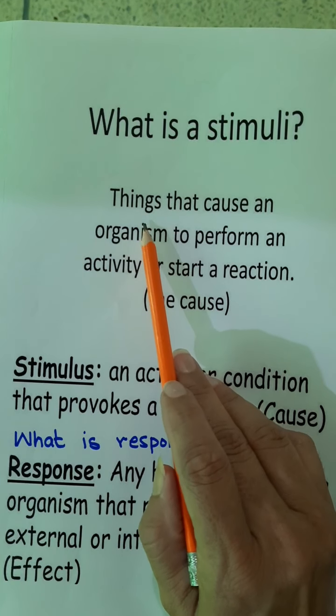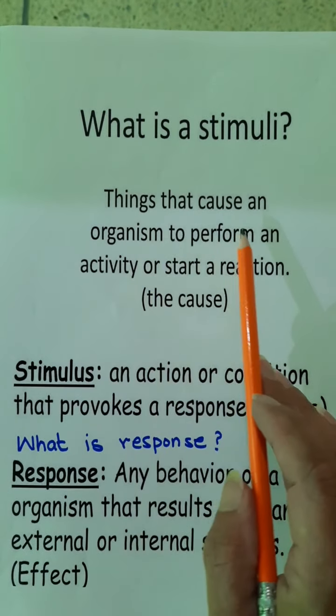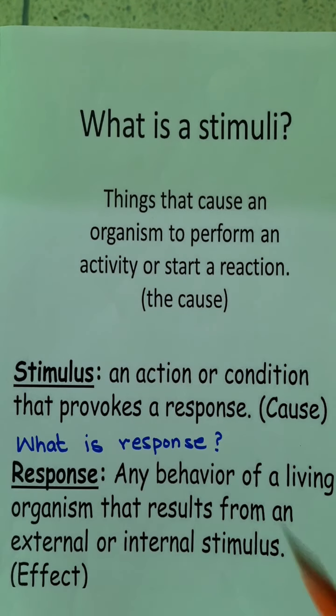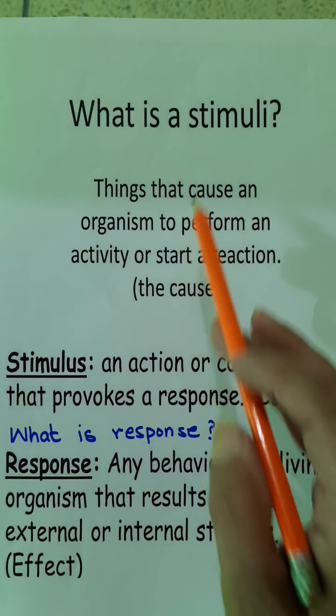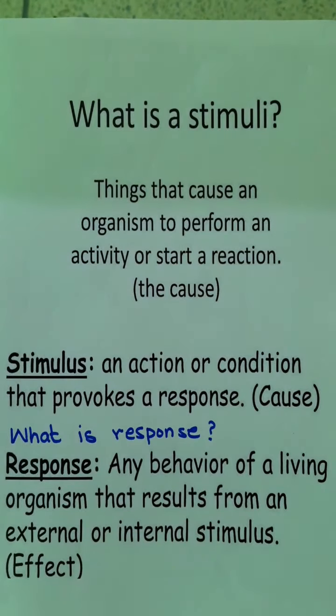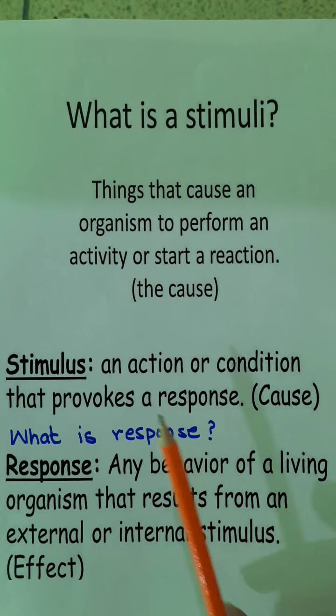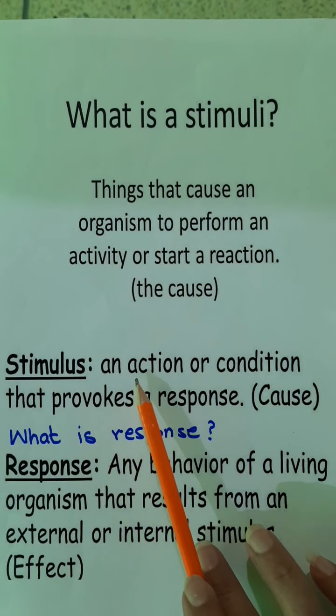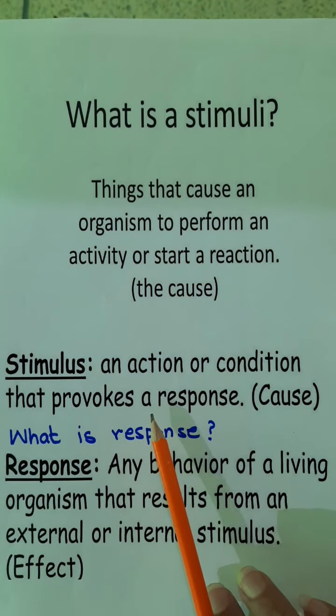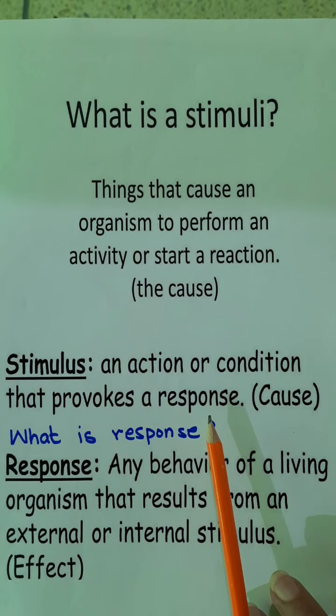Any change that causes an organism to perform an activity is called a stimulus or stimuli. The things or the happenings or the changes that are occurring around us which make an organism perform an activity or start a reaction are called stimuli. What is a stimulus? A stimulus is an action or a condition that provokes a response.